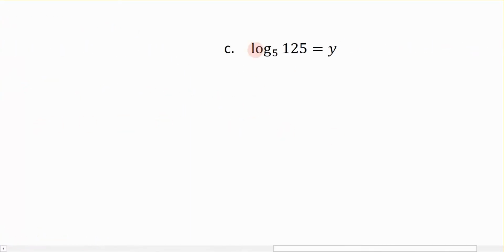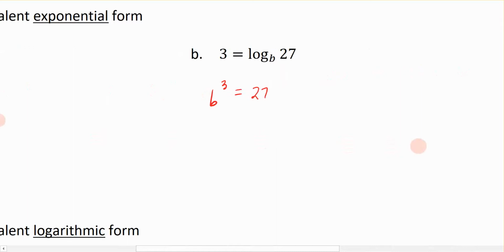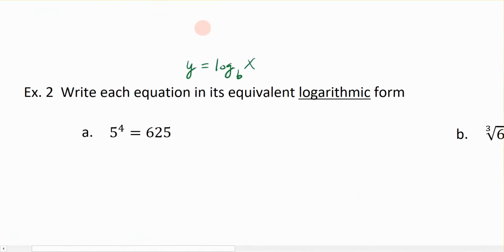Here's the next example that I want to look at. I want you to put the video on pause and see if you can come up with the same answer that I'm going to get as well. Hopefully you got a base of 5 raised to the exponent y equal to 125. Okay, so this is moving from log into exponential form. Let's see if we can go in the opposite direction.